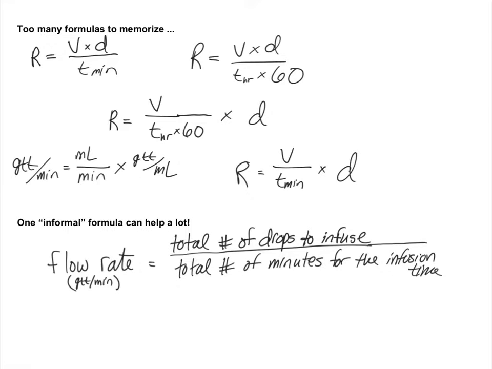So what we're going to do now is think about how we calculate the total number of drops. Where's this coming from? And then we're going to put that together with the minutes. And with this informal approach, the total number of drops and the total number of minutes, we can reason our way through an IV calculation for a gravity set.